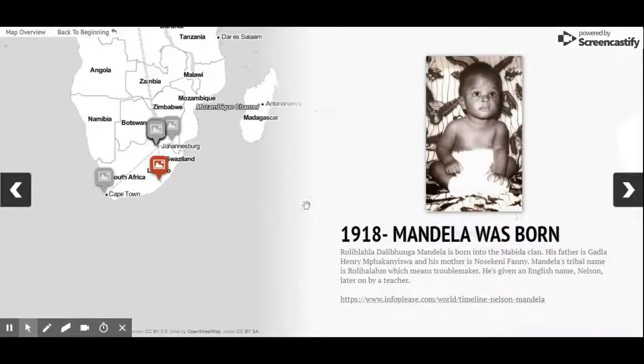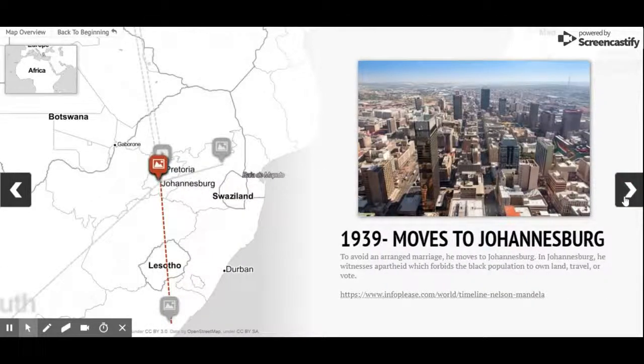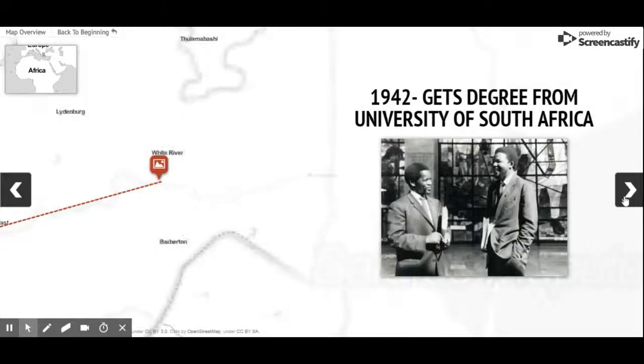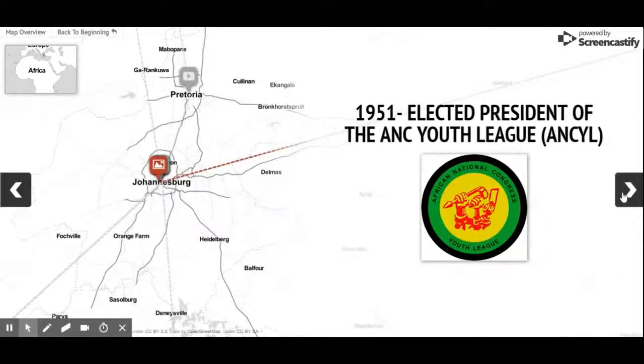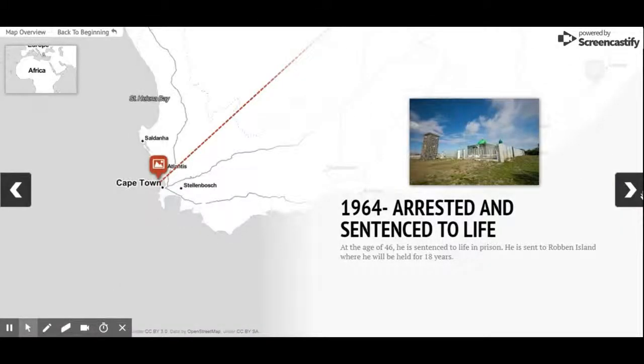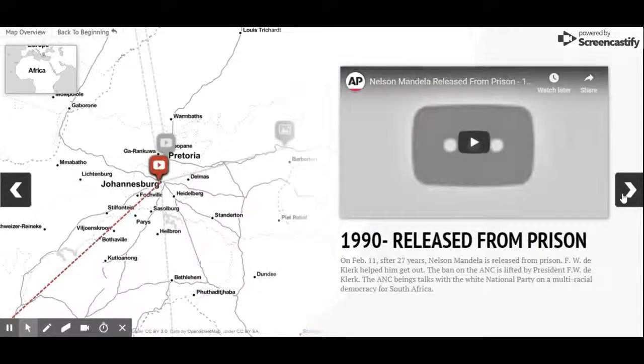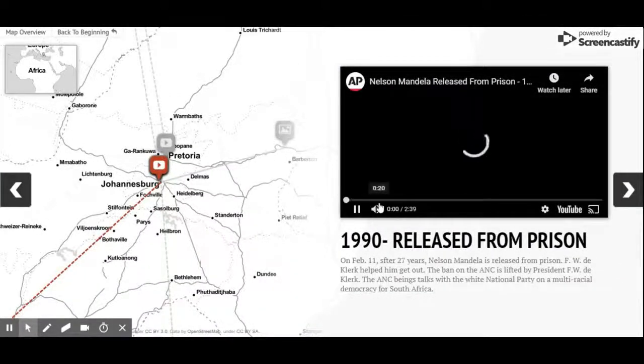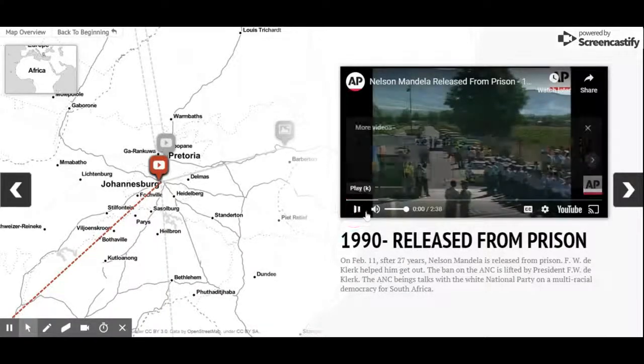So it has the different events, for example, like where he was born, where he moves to Johannesburg, gets a degree, and that's where the university is, elected the president back in Johannesburg of the ANC Youth League. He's arrested and sentenced to life, has the location of the prison where he was, where he is released, and has a video of him being released from prison.